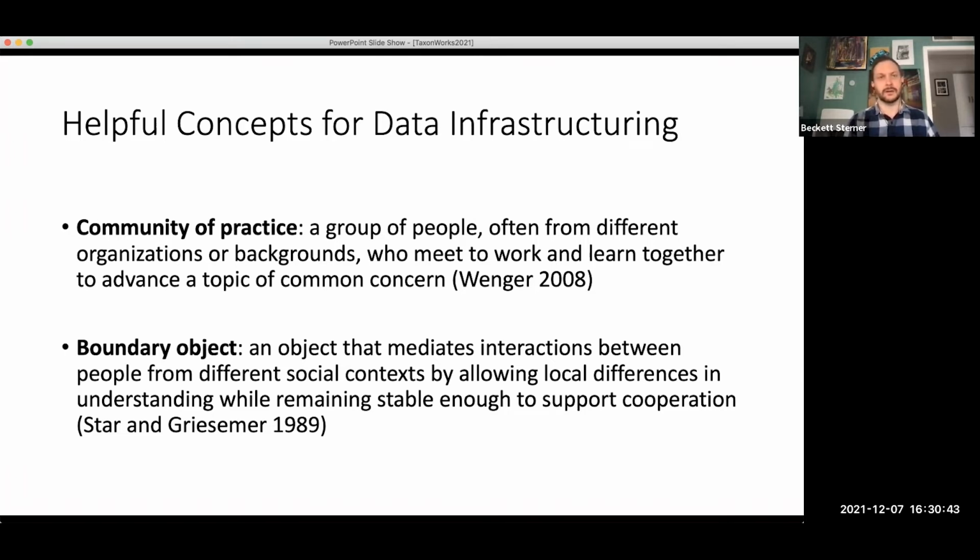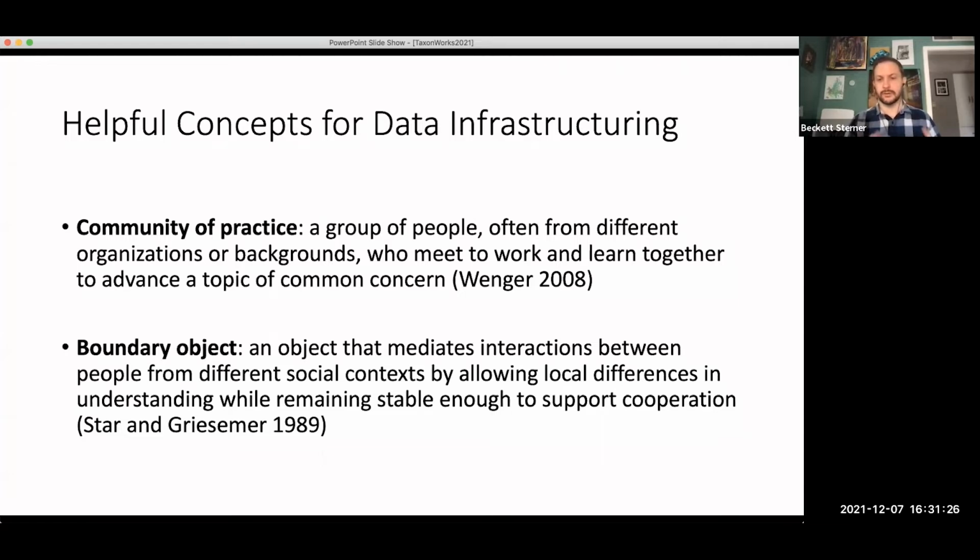Maybe I don't care about evolutionary biology. I just like taking photos of organisms and posting them on iNaturalist, right? I don't want to have to understand what species concepts are to do that. What I do want is the reward of participating in the iNaturalist community and taking those photographs. But the evolutionary biologist wants to be able to use that data and learn from it in a way that's actually meaningful scientifically, right? And so the photograph there is an interesting example of the boundary object, because it mediates between the interactions of people from different social contexts, the citizen scientist or the nature enthusiast, and then the evolutionary biology researcher, by allowing local differences in understanding.